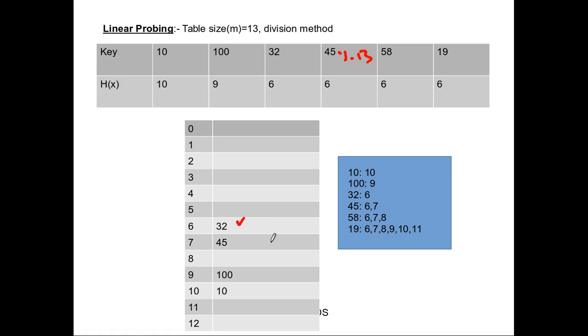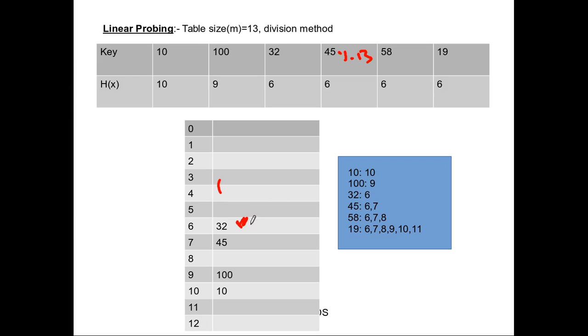It doesn't create any problem for searching either. Suppose you are searching for the element 45. We know the size of the table and we know the division method is used. 45 modulus 13 is 6, so we immediately come to index 6, but the element is not available there. We also know that whenever a collision occurs we use linear probing for this table, so in linear probing I have to look for the next element.